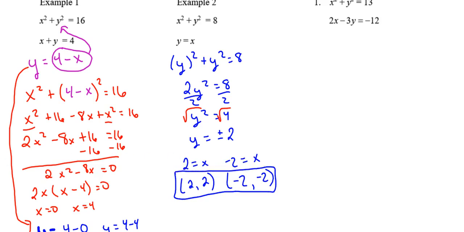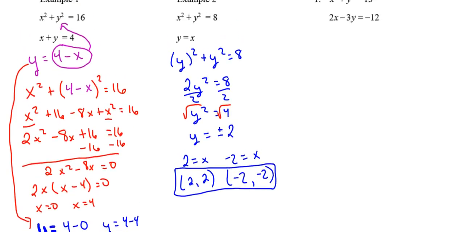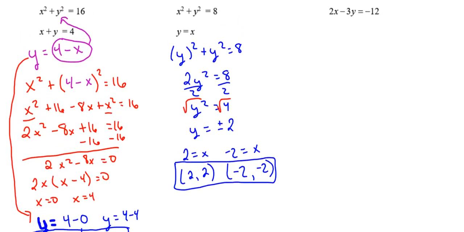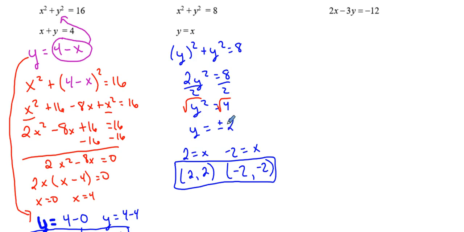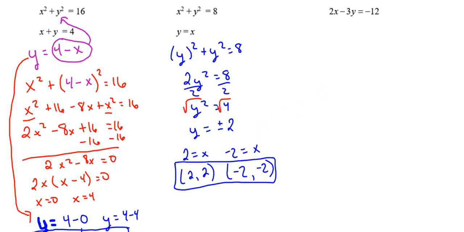But there's no guarantee that there'll be two solutions. There could be one, there could be 0. So just make sure when you're taking the square root of both sides that you're getting a positive and negative, and that you count that as two separate y values. Plug them into the original equation, y equals x, to get your x values, to get your two solutions. Alright, so try the next one here.